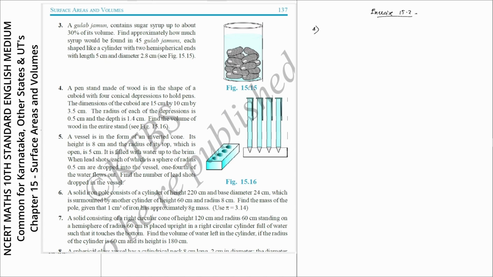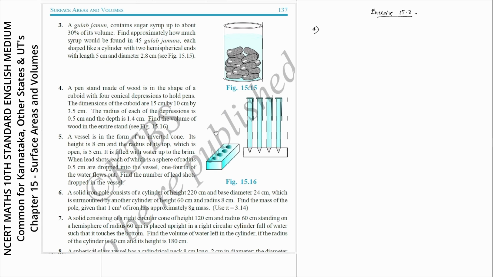Exercise 15.2, question number 4. A pen stand made of wood is in the shape of a cuboid with 4 conical depressions to hold pens. The dimensions of the cuboid are 15 centimeter by 10 centimeter by 3.5 centimeter. The radius of each of the depressions is 0.5 centimeter and the depth is 1.4 centimeter. Find the volume of the wood in the entire stand. So the figure is given.